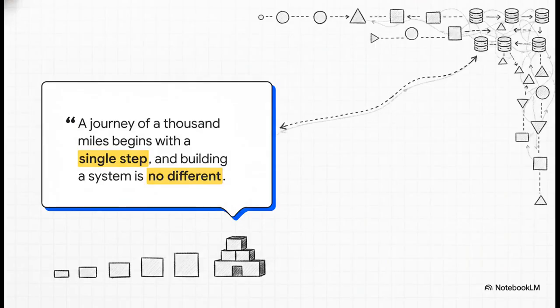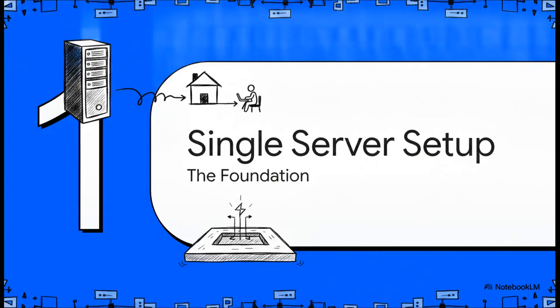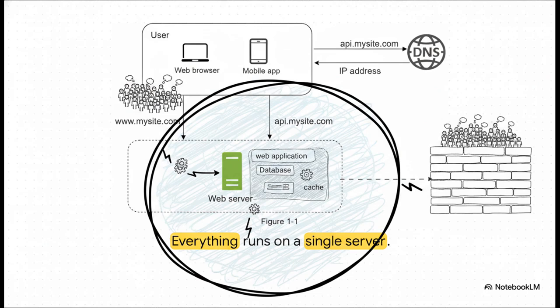You know that old saying, right? A journey of 1,000 miles begins with a single step? Well, building a complex system is really no different. We're not just going to skip to the end and stare at some crazy, tangled web of servers. Nope. We are starting right at step 1. We're going to build this thing up logically, piece by piece, so you know exactly why every single component is actually there. Step 1. The single server setup. This is the bedrock foundation of our entire system design journey.